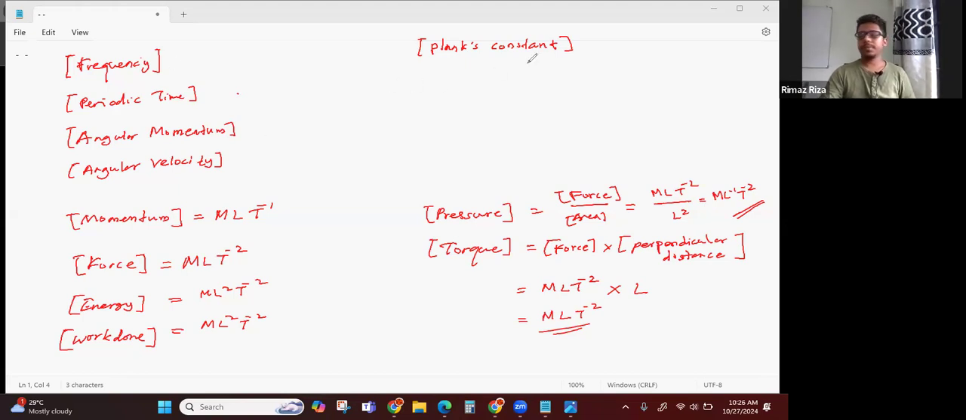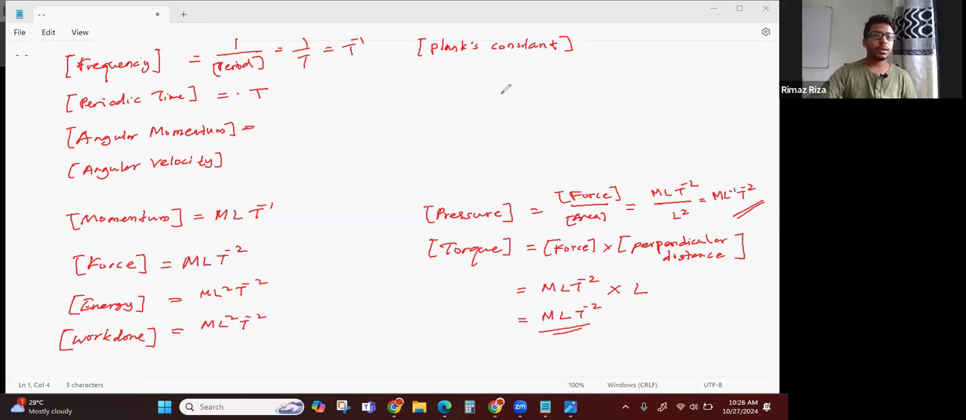Find these dimensions. Frequency, we know, is 1 over the periodic time, 1 over period, so 1 over capital T, therefore T to the power minus 1. Periodic time is the time, capital T, as specified.